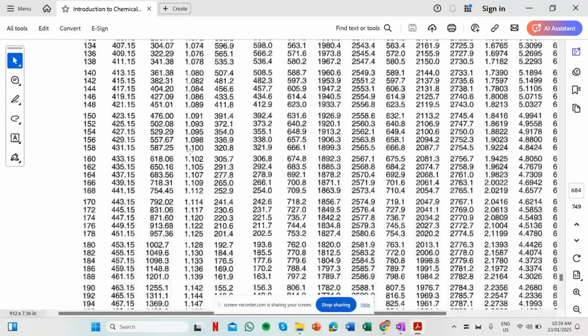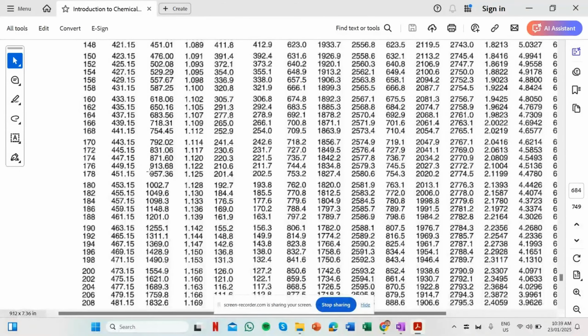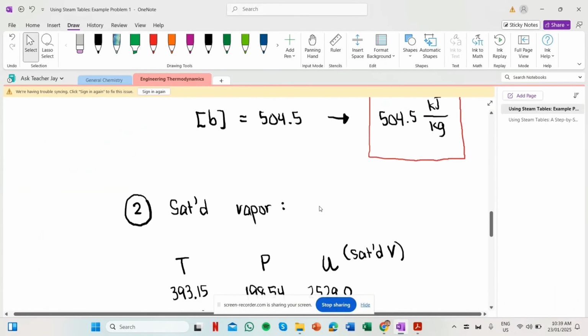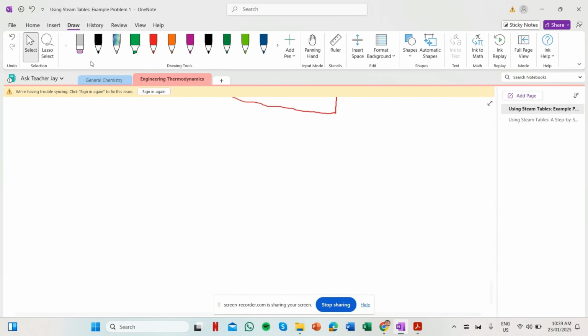Okay, now from the data here, so this is the kPa. So one, two, three, four, five, six, seven. So the data here says the internal energy, if it's saturated liquid, is around 762. So near this value. So I'll write it down here. So you're going to present your solution this way.